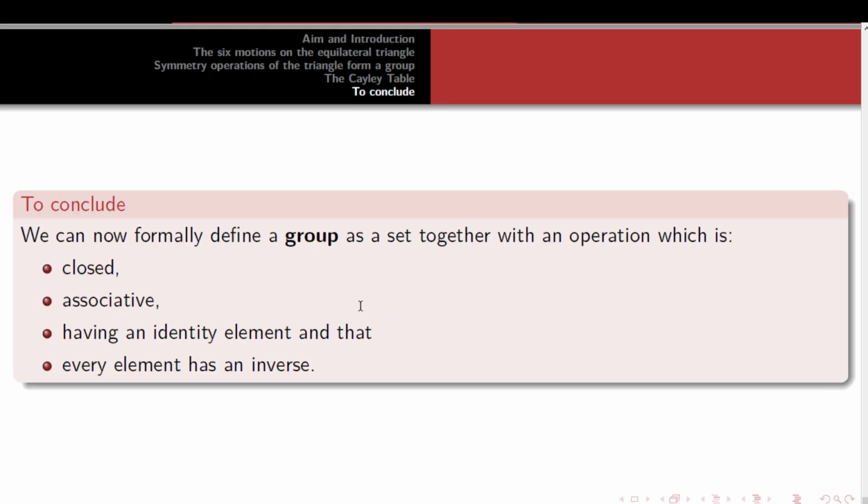And to conclude, we can now formally define a group as a set together with an operation which is a closure operation, and it is associative, it has an identity element, and every element has an inverse. That's how we end up with a simple definition of a group from the symmetries of an equilateral triangle. Hope you got this simple session and understood what it is.